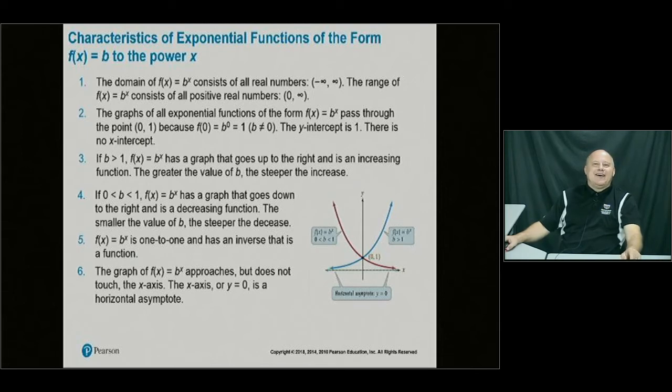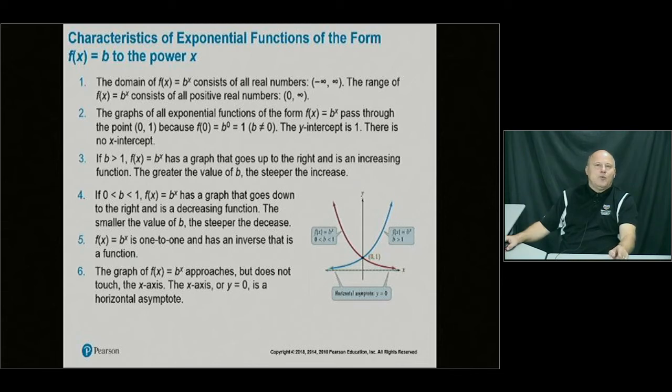Okay, now the red graph is when b is between 0 and 1. But notice they both go through 0, 1, right? They both go through the ordered pair. They both have the same y-intercept, 0, 1. That's a common point, if you will, 0, 1.